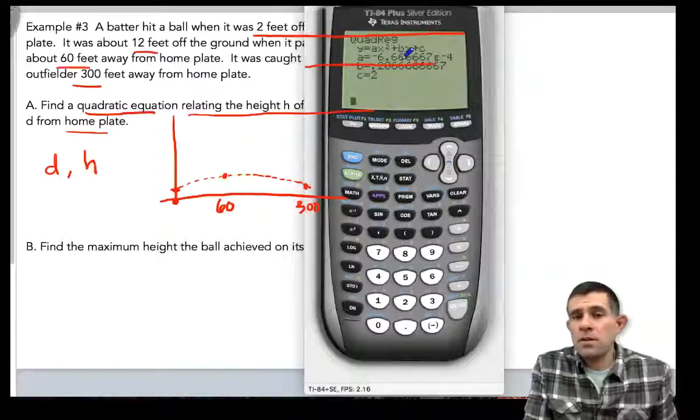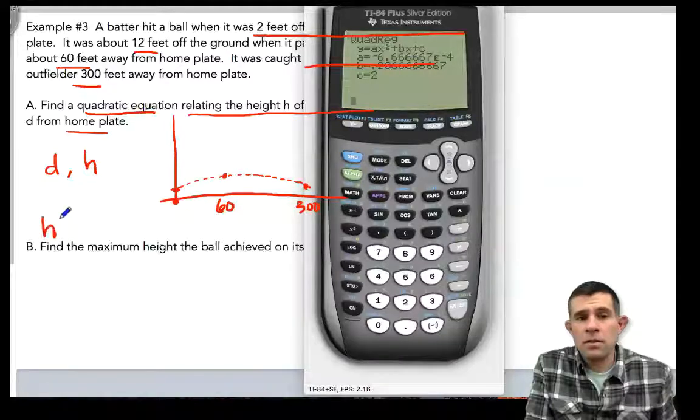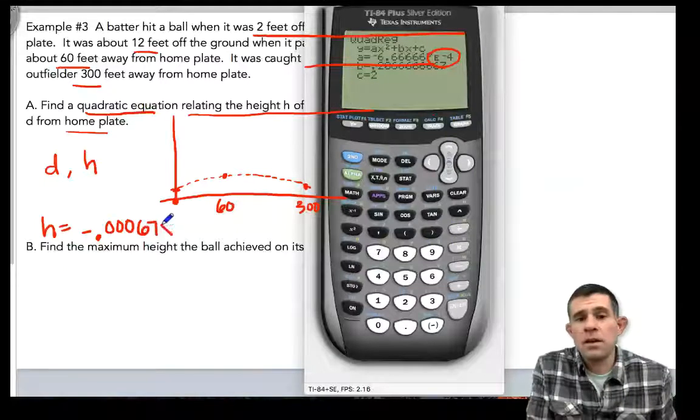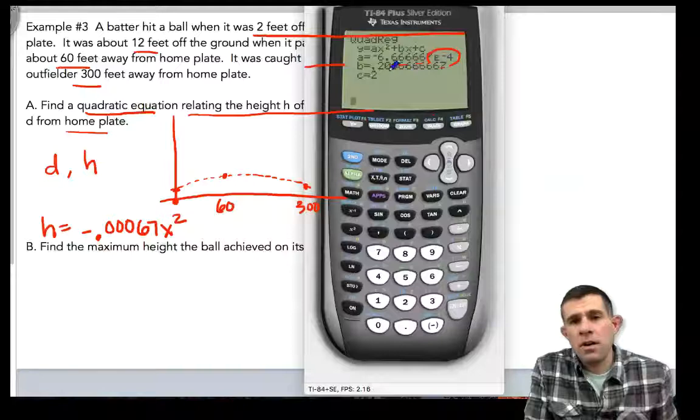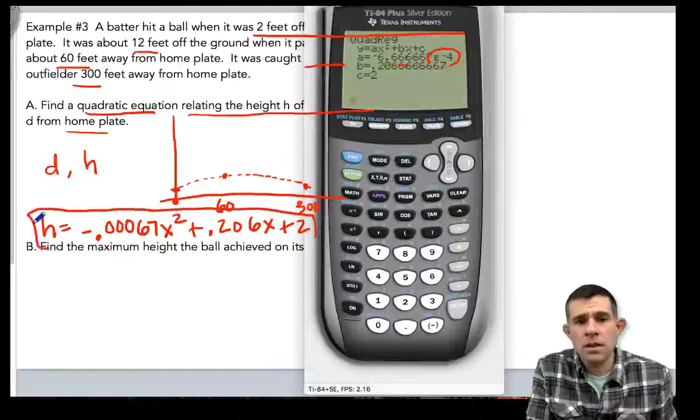Okay, and here is the equation of our line. We have the height is equal to negative, and if you take a look here, that says e to the negative 4. So that's going to be negative 0.00067 x squared. And then we have, let's erase this here and see what we have. Okay, we have plus 0.206x plus 2. Alright, so the equation of our line here looks like this.